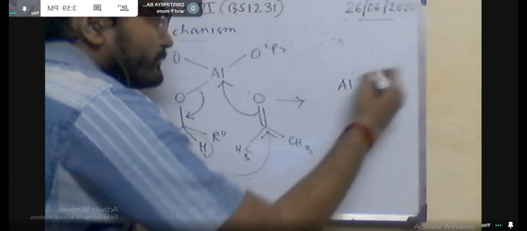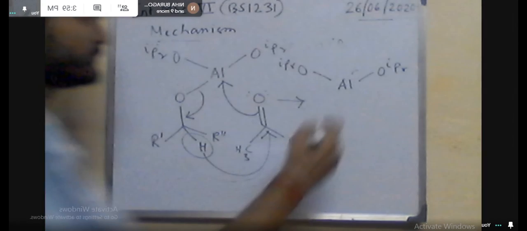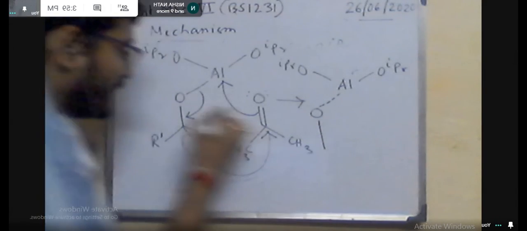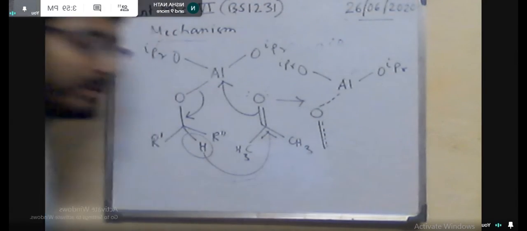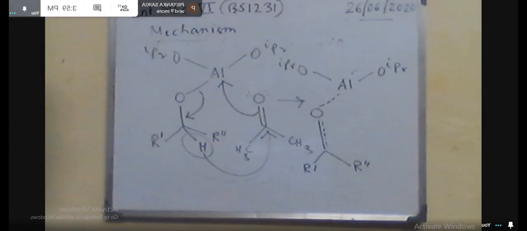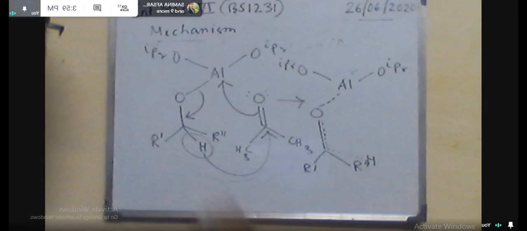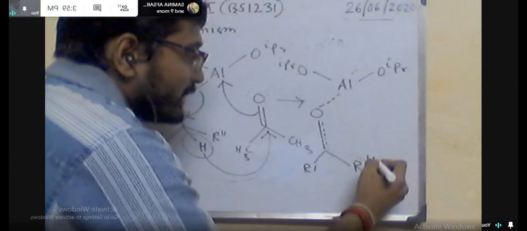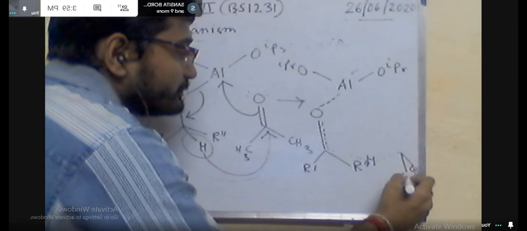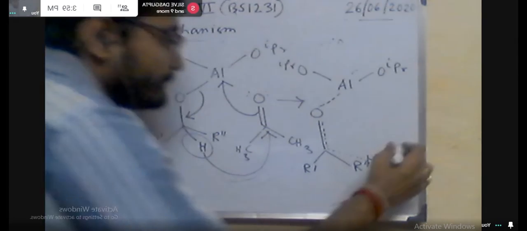by this mechanism, that means double bond, this 2-degree alcohol got oxidized, plus aluminium isopropoxide, hydrogen. So this is the Oppenauer oxidation, where the 2-degree alcohol got oxidized in presence of aluminium isopropoxide and acetone and under thermal condition.